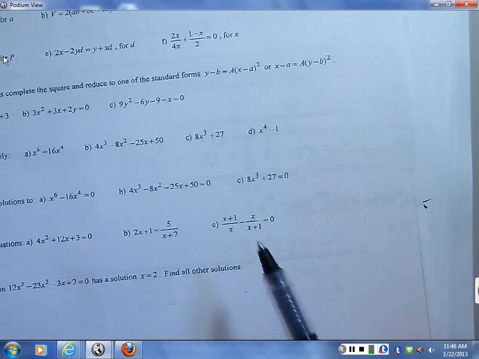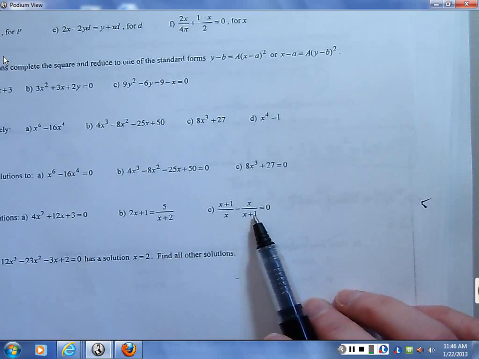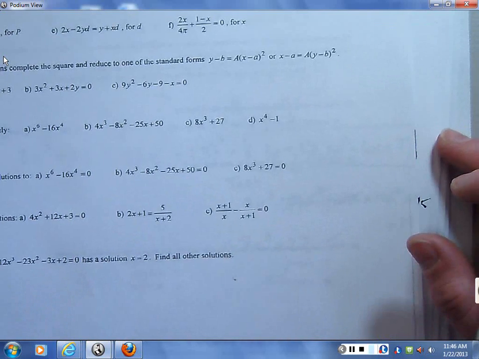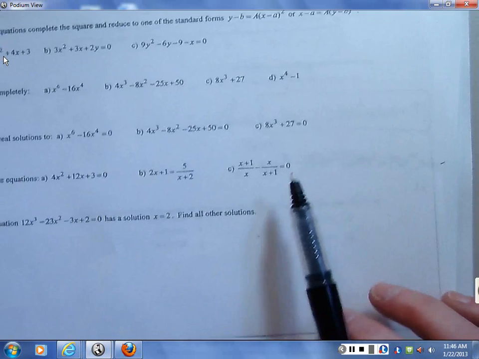So here you're going to find a common denominator, and then you're going to set that common denominator not equal to 0, and you'll set the numerator equal to 0. Because 0 over a number not 0 is 0. But if you have a 0 in your denominator, you have issues. So you've got to exclude that from the domain.